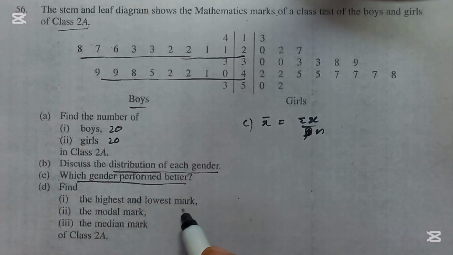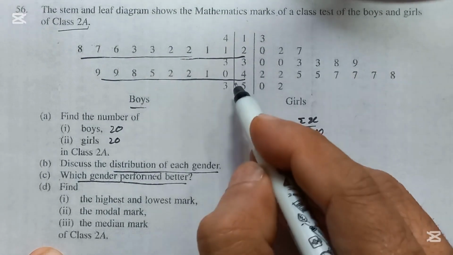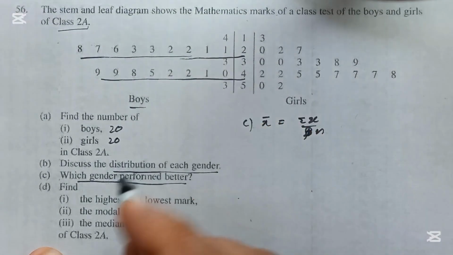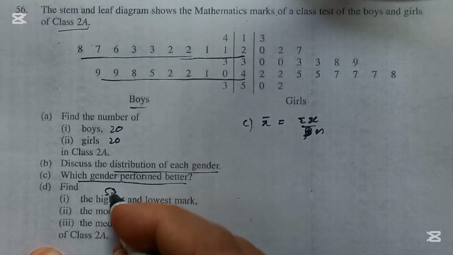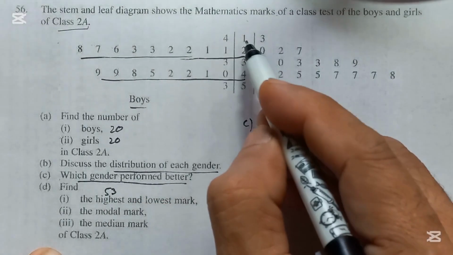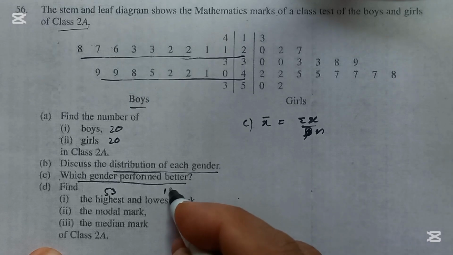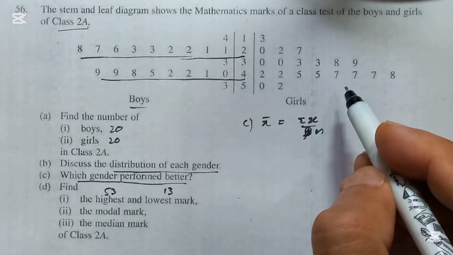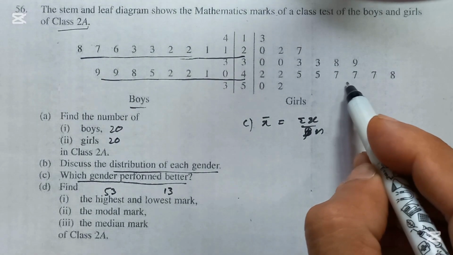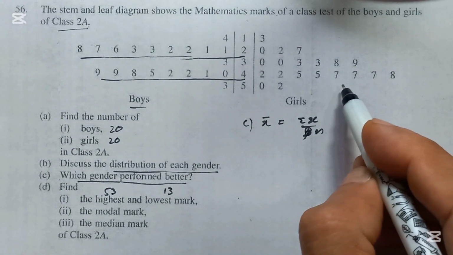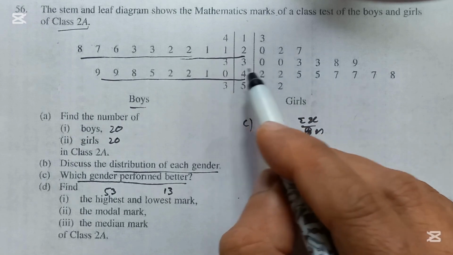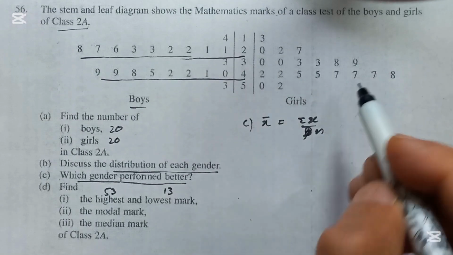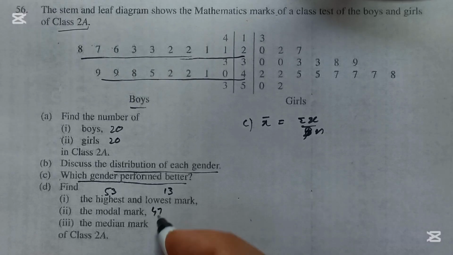Okay, D part, beta. Find the highest and the lowest marks. You can clearly see from the stem and leaf diagram that 53 is the highest mark. And the lowest mark, you can clearly see, is 13. And the modal mark, you can again clearly see this number is coming most of the time, that is 7. All other numbers are fewer than it, so 47 is the modal mark.